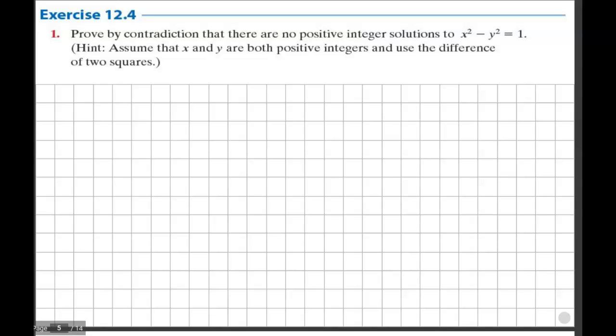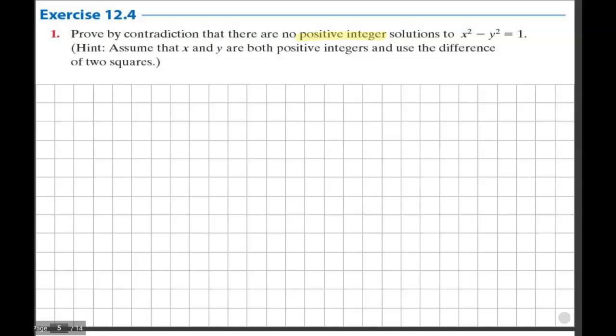Okay, so we're being asked to prove by contradiction that there are no positive integer solutions. Just to clarify what we mean by a positive integer: an integer is any whole number, positive or negative, so it goes -5, -4, -3, -2, -1, 0, and then 1, 2, 3, 4, 5, 6, and so on. A positive integer is simply the natural number set, i.e. 1, 2, 3, 4, 5. It doesn't include any negatives, and importantly, it also doesn't include 0.